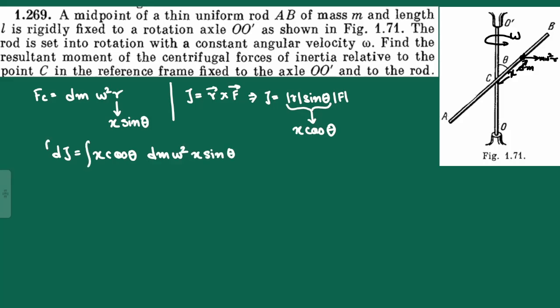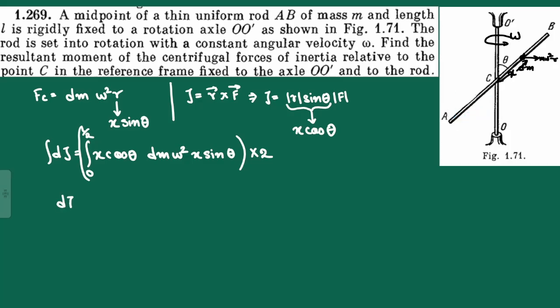So the net torque is nothing but from 0 to L by 2. If the length of the rod is L, what is half of this length? L by 2. So 0 to L by 2 into 2. Why did I do into 2? Because torque is generated in this length, but torque is also generated in this length. So this length will also experience centrifugal force, and that torque will also rotate in upward direction, isn't it?